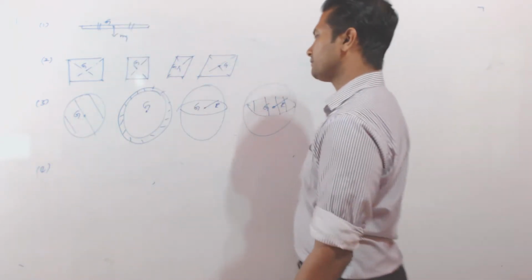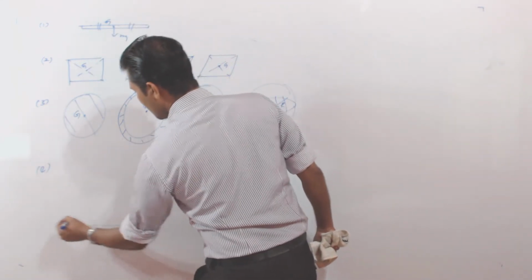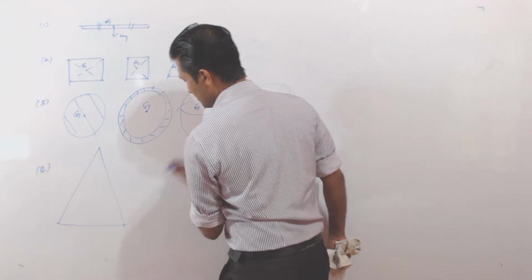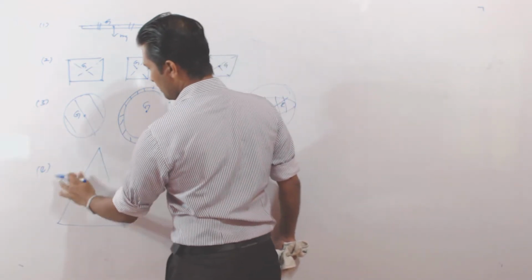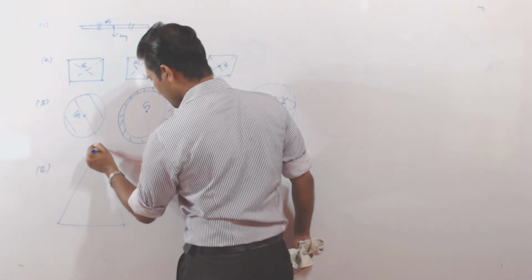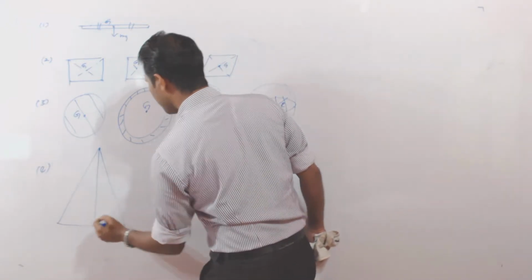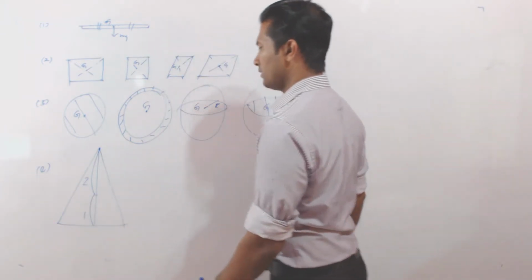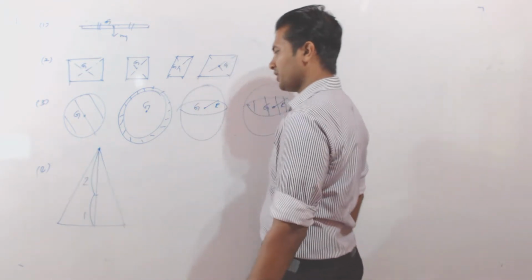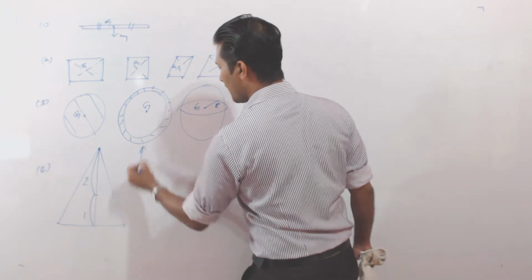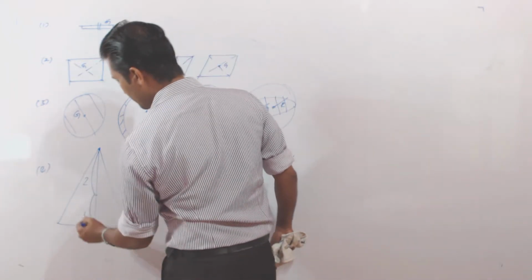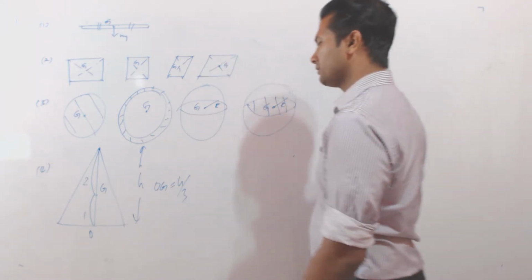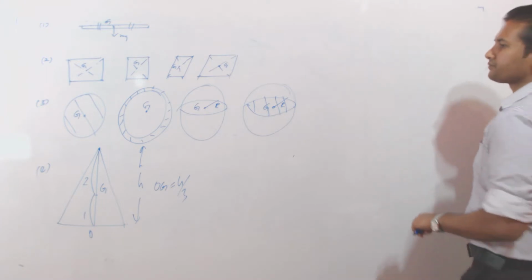Let's consider the fourth one. That is a triangular plate. The center of gravity should be at a 2:1 ratio from this point, which means if you are given the height as h, this OG can be found as h divided by 3 because the ratio is 2:1.